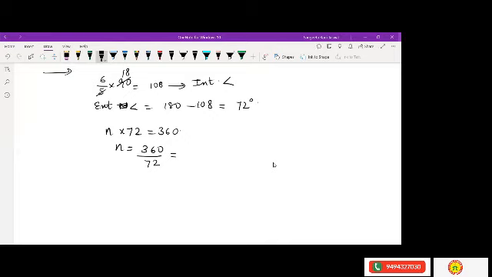Ma'am, this is question number 4, right? Question number 4 only. So 360 by 72, you get 5, right? So that means n is equal to 5. It's a 5-sided figure. Okay?